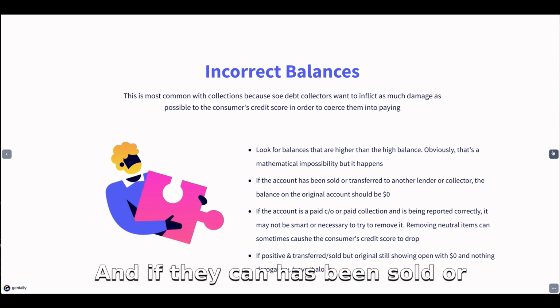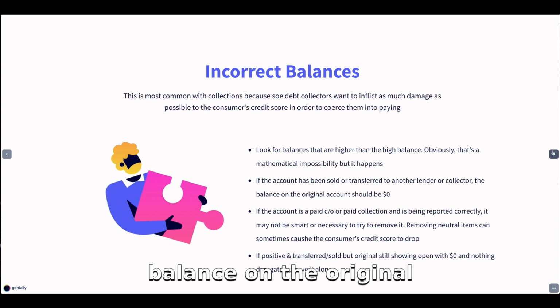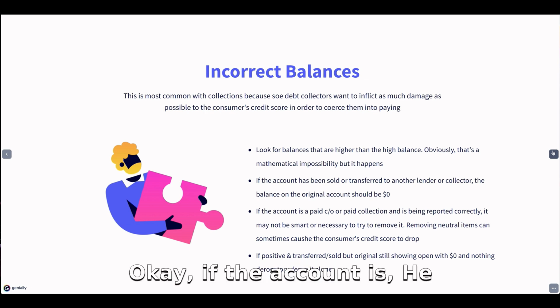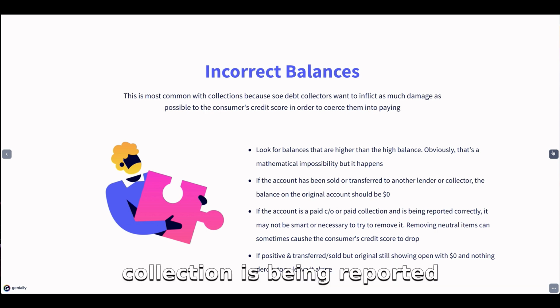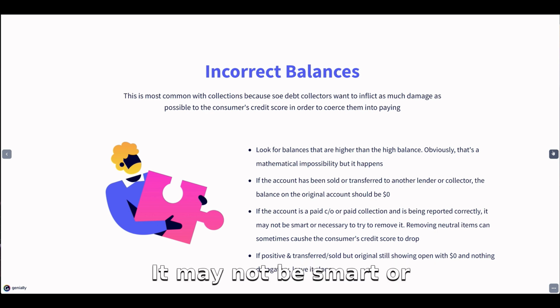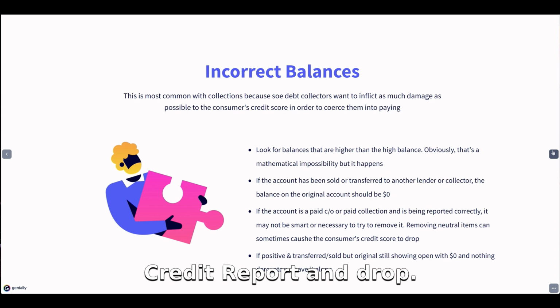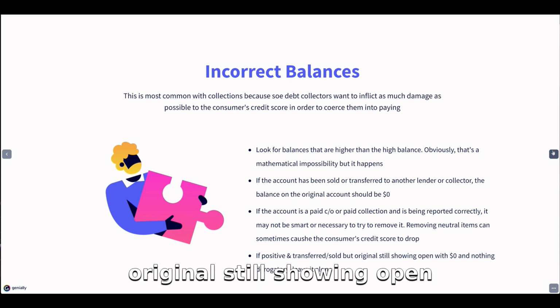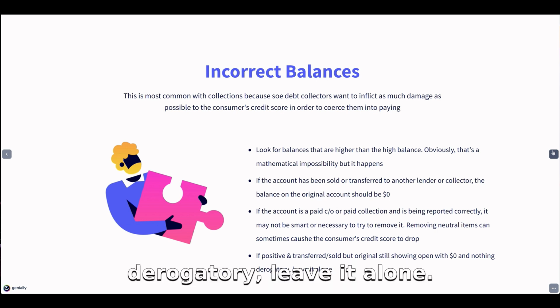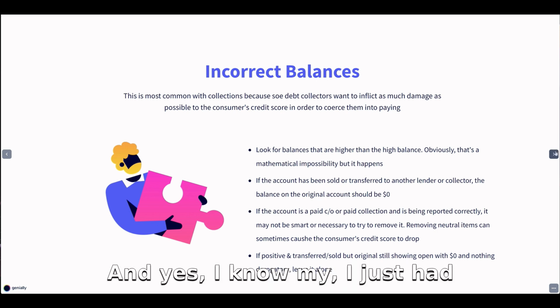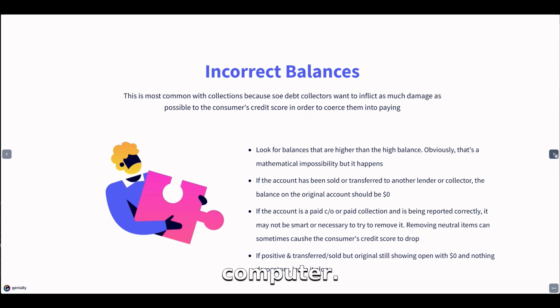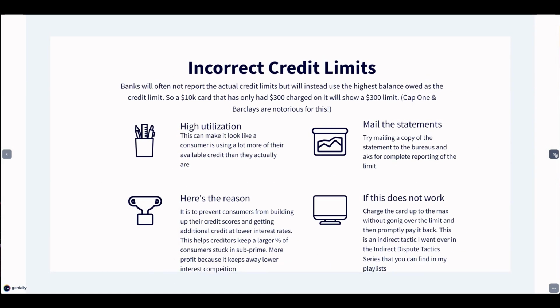And if the account has been sold or transferred to another lender or collector, the balance on the original account should be 0, okay? If the account is a paid charge-off or paid collection is being reported correctly, it may not be smart or necessary to try to remove it. Now remember, removing neutral items can sometimes cause the consumer's credit score to drop. So if positive and transferred are sold, but the original still showing open with 0 balance and nothing derogatory, leave it alone. And yes, I know I just had something go off on my computer. I apologize.